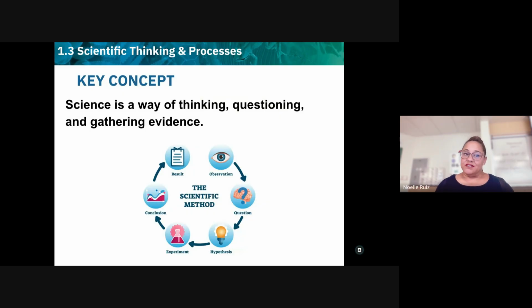So our key concept, science is a way of thinking, questioning, and gathering evidence. We are talking about the scientific method this section. This is something that you should have been learning pretty much your whole entire life in school. Anytime you start a science class, you typically start off with the scientific method. And we have a method so that scientists all over the world can follow the exact same method and compare their results. If you're not doing things the same way, it's not easy to compare results.